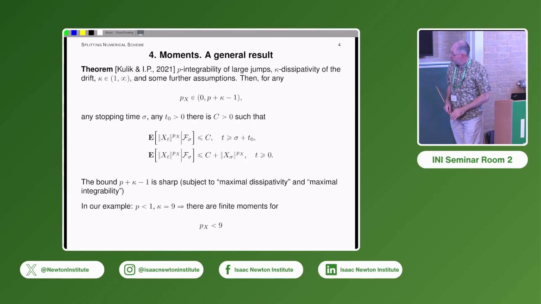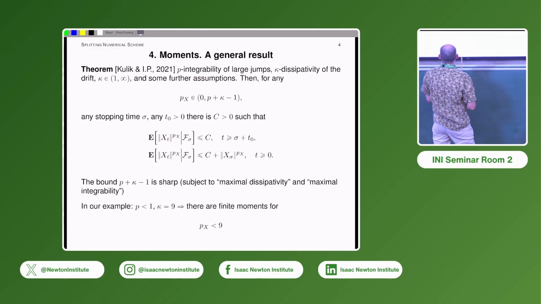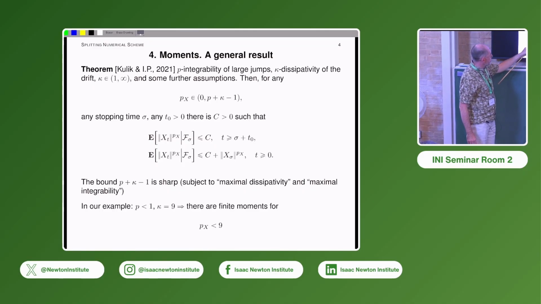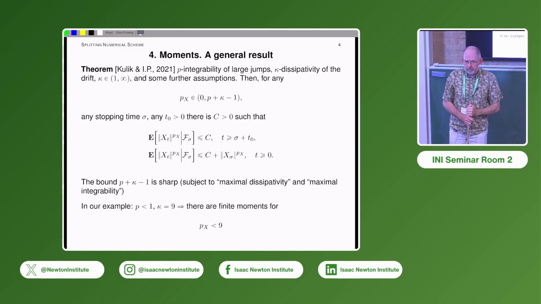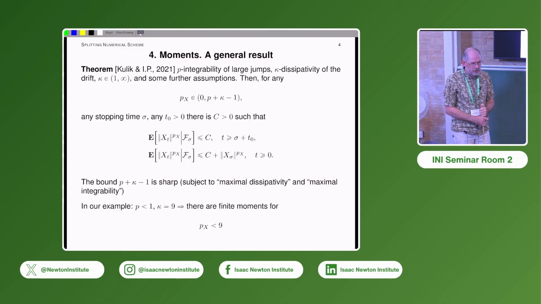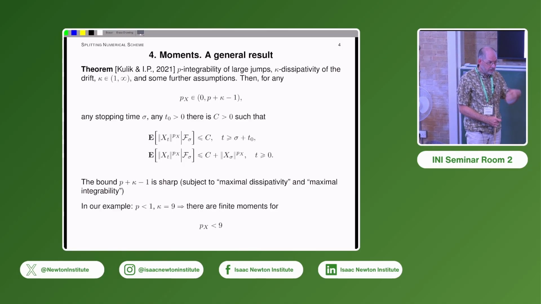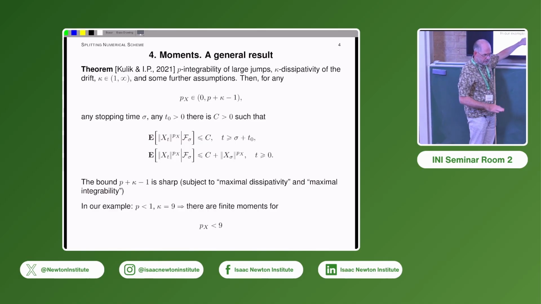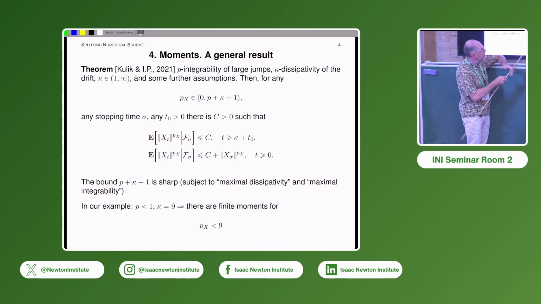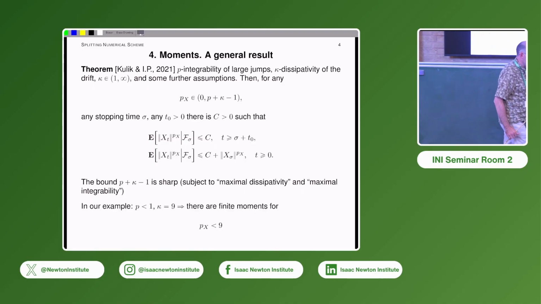And then there is a theorem which tells you that the moments of the solution exist up to the order p plus kappa minus 1. And this order of integrability is sharp. You can give counterexamples if you are beyond, then you're in a bad situation. So in our example, p is arbitrarily close to 1, this is Cauchy. Kappa is 9, so you get 1 plus 9 minus 1, it's 9. You can integrate up to 9. So this is what you can expect.